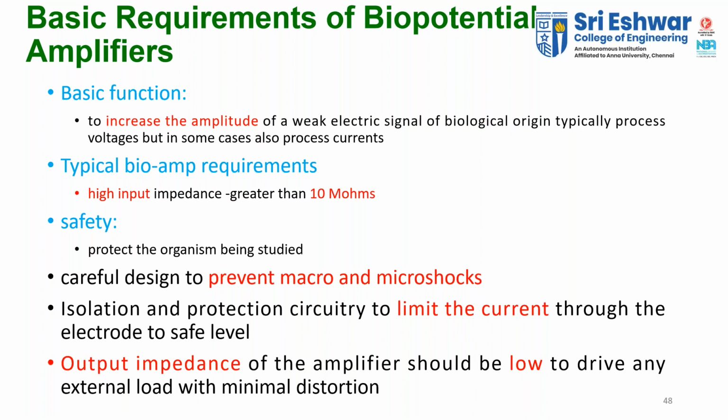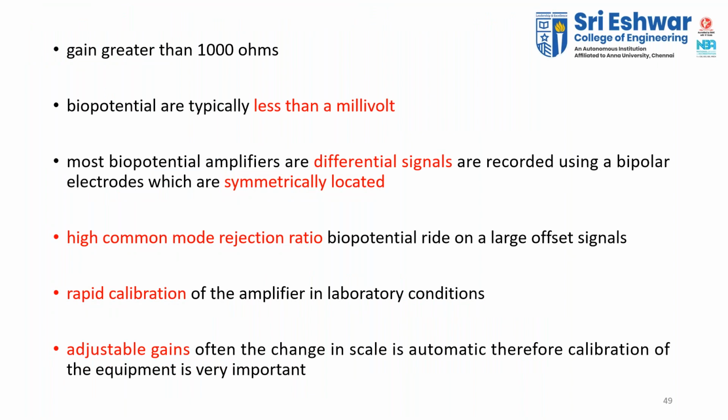Next, the output impedance of the amplifier should be low. We have high input impedance and low output impedance of the amplifier. This state should be maintained properly. Also, the biopotential signal is typically less than a millivolt. It will be in millivolts, and we have to convert it to volts, right? And we have a high common mode rejection ratio so that errors will not be present in the signal.